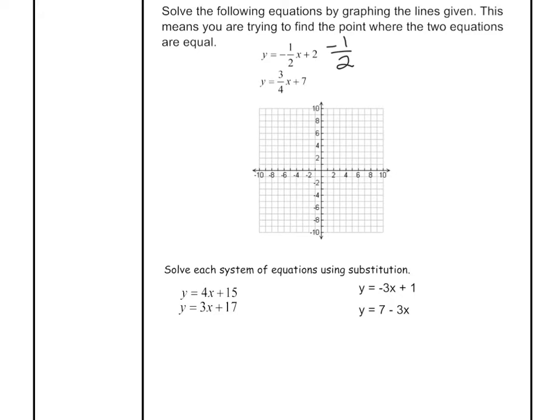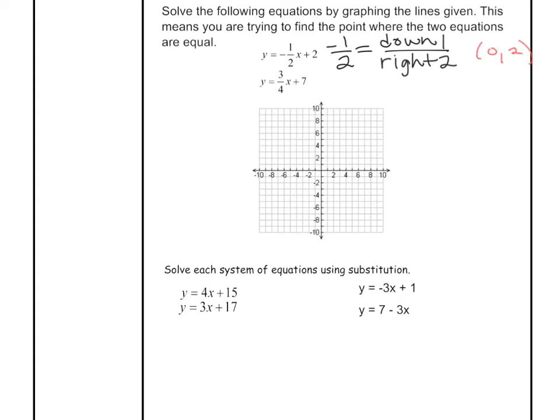Since the top is -1, that's going to be down 1. And then slope dude always goes to the right, so he goes right 2. Now for my y-intercept, that's a number that's by itself. My y-intercept here is 2, so I write that as 0, 2. Let's go ahead and graph this line.